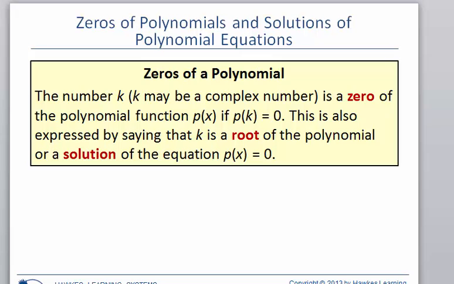The number k, and k may be a complex number, is a zero of the polynomial function p of x if p of k is equal to 0. This is also expressed by saying that k is a root of the polynomial or a solution of the equation p of x is equal to 0.